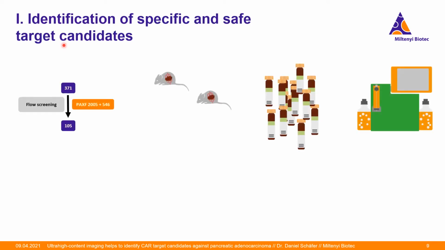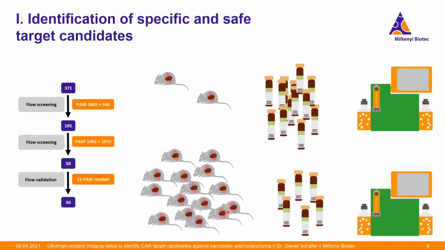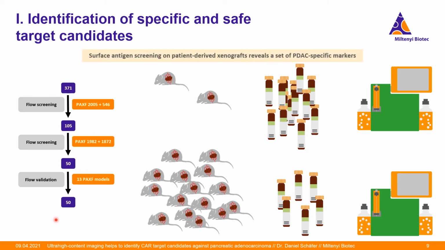The first step on our journey to identify specific and safe target candidates was conducted by the screening of 2 patient-derived xenograft models. We dissociated them and screened via flow cytometry around 400 surface markers. We identified 105 target antigens to be expressed on these patient-derived xenografts, and we screened another 15 patient-derived xenografts, all with different mutational backgrounds, for these 105 markers, and identified 50 target candidates to be expressed on these. Thus, the screening revealed markers that are specific on patient-derived xenografts.